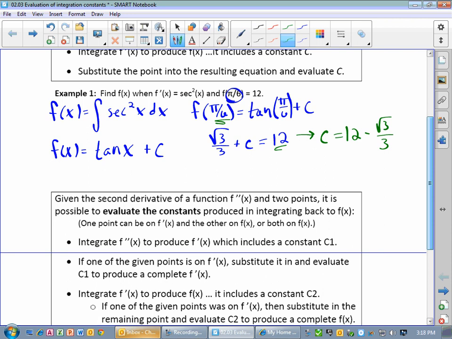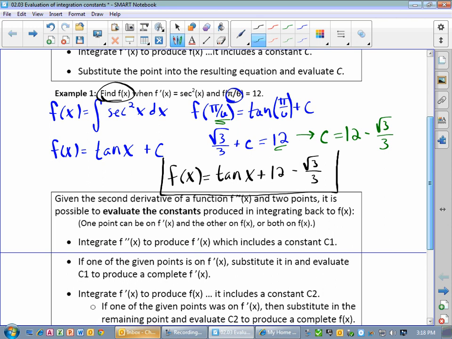Now, the original question said find f of x, so we're not looking just for c. I mean, c is necessary, but our actual answer will be f of x, which we already found everything except for c. So we have tangent of x plus c, which was 12 minus the square root of 3 over 3. So what we're really doing here is calculus first in the integration, and then we use algebra to solve for c. So we're not adding on a whole lot here. We're just able to find that initial constant.